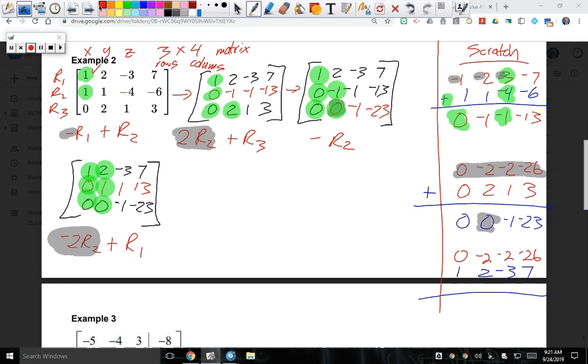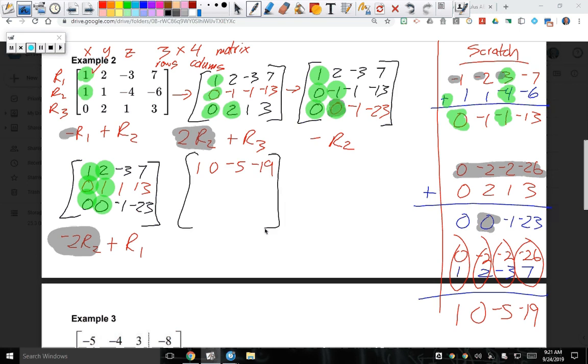What does this become right here? 1, 0, negative 5, because you're adding negatives. Nice. And then what's the last one? Negative 19. So my new row 1 is 1, 0, negative 5, negative 19. Everything else stayed the same. Even though we used row 2, we're trying to get zeros. Row 2 is not going to change. We're just using it to change row 1.